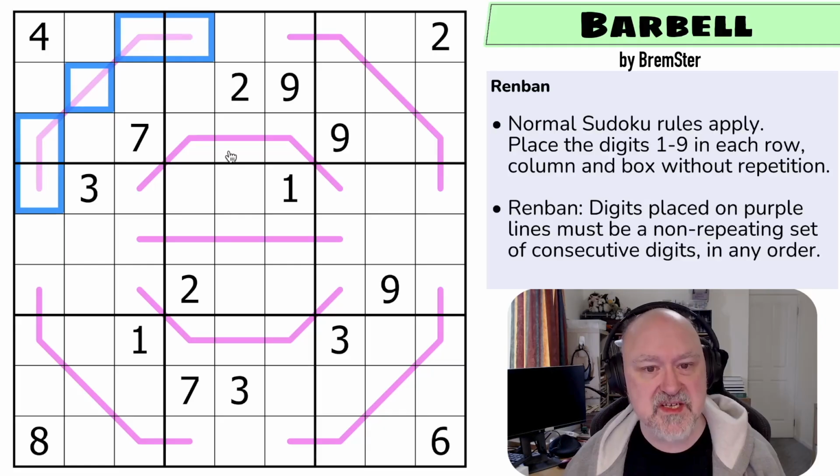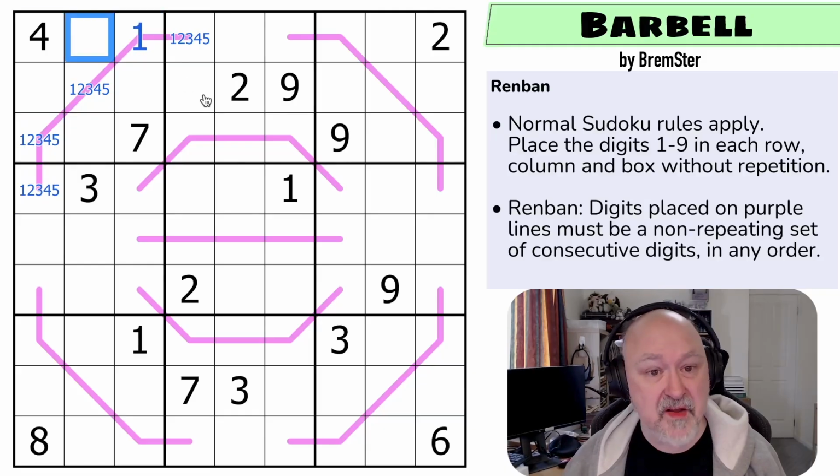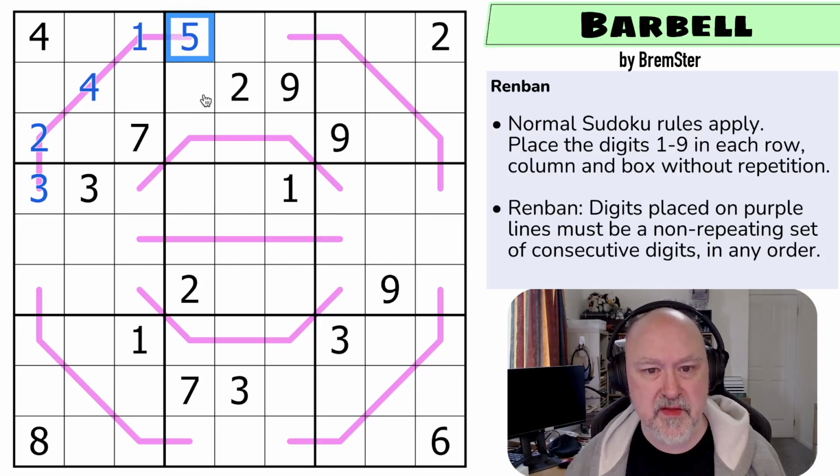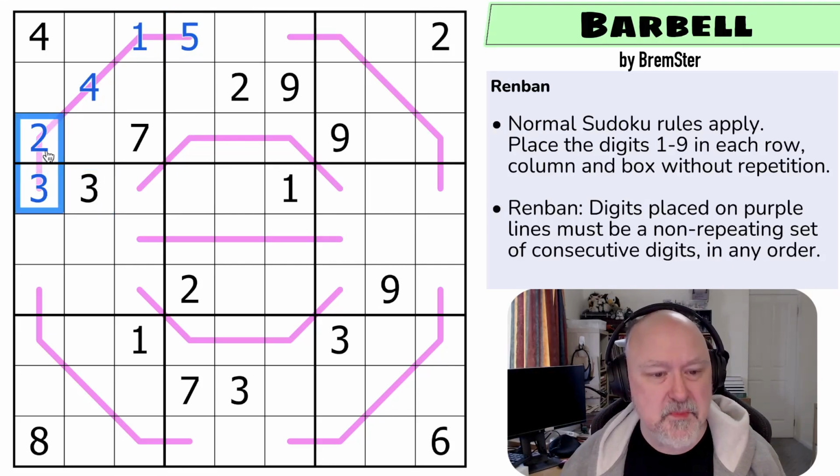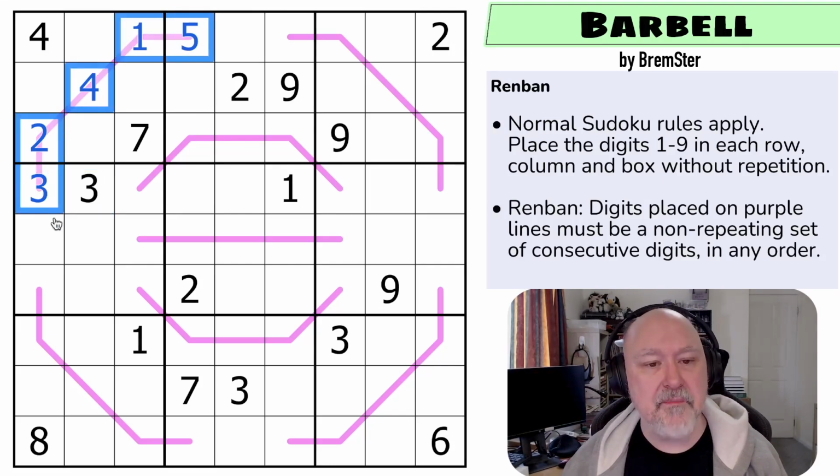For example, this is a 5-cell long line. It could contain the digits 1, 2, 3, 4, 5, and that would be perfectly fine. And they could be in any order. That could be the 1, that could be the 2, the 3, the 4, the 5. Yes, that breaks Sudoku, but I'm explaining the line right now. So that would be a valid way of filling this line, ignoring all of the other constraints.